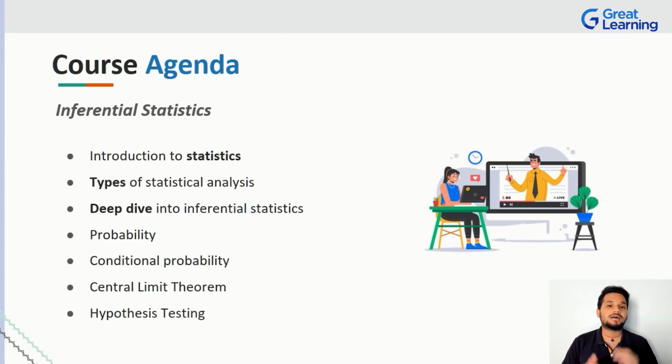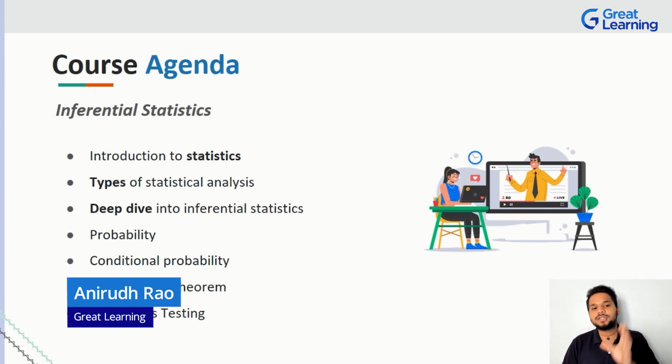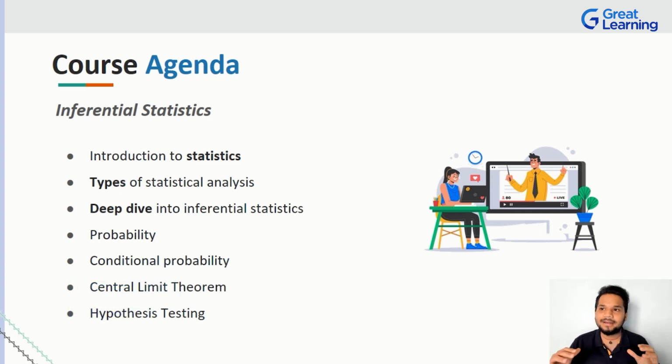Coming to the first discussion, I think we definitely have to take a look at the agenda, right? In this course, Inferential Statistics, we're going to start by taking a step back and finding the easiest way to navigate across inferential statistics, right? To do that, we're going to start with an introduction to statistics, understanding what statistics is, and why we require it. That is very important.